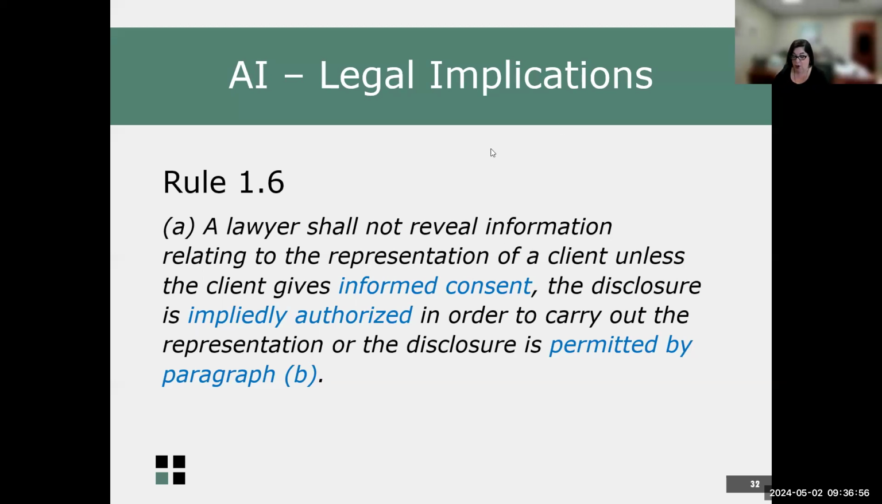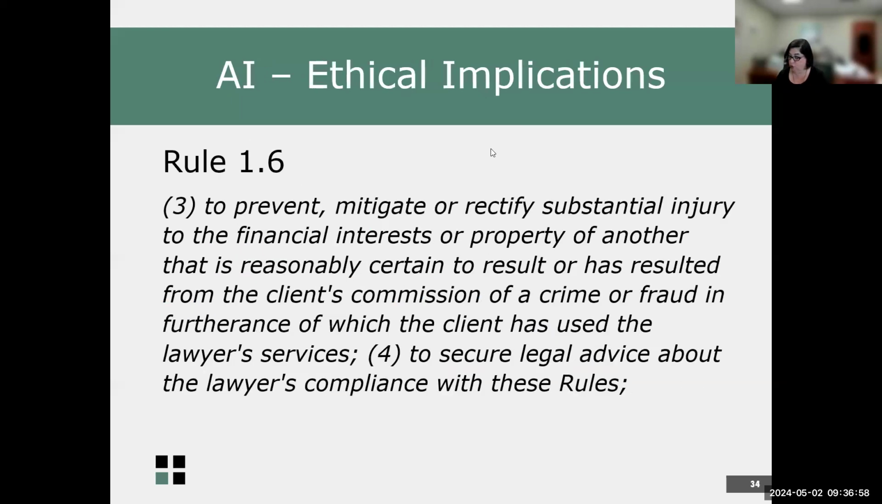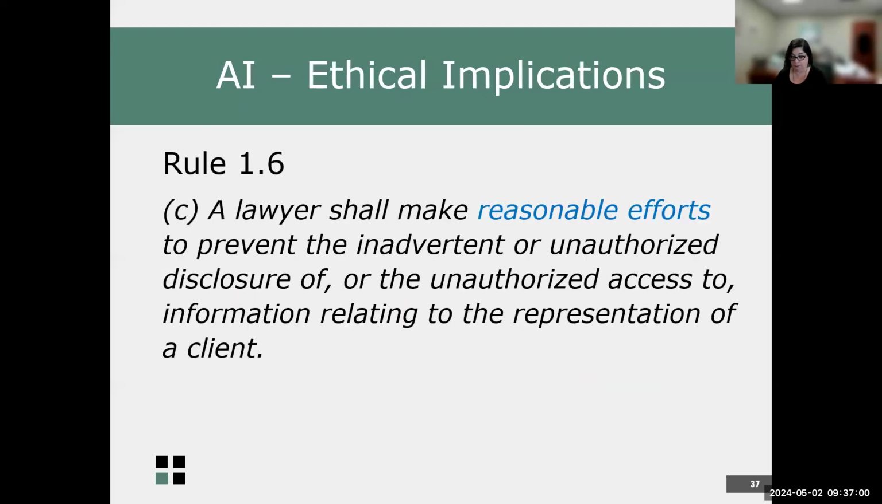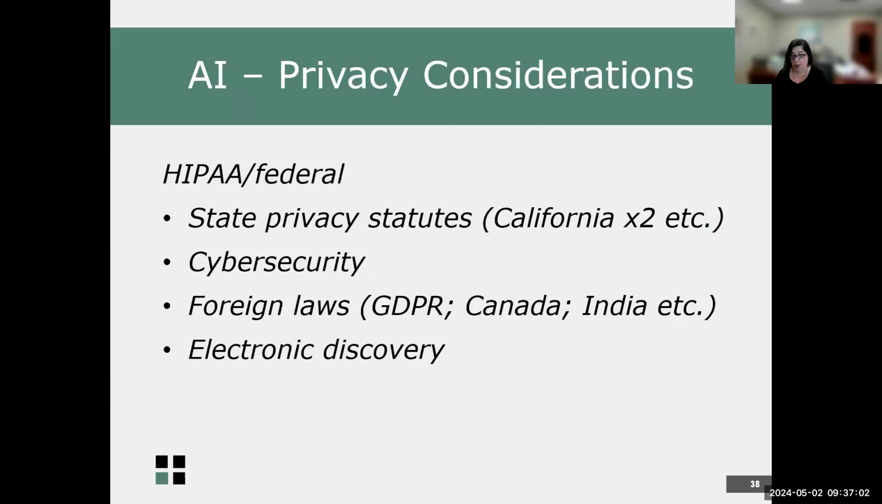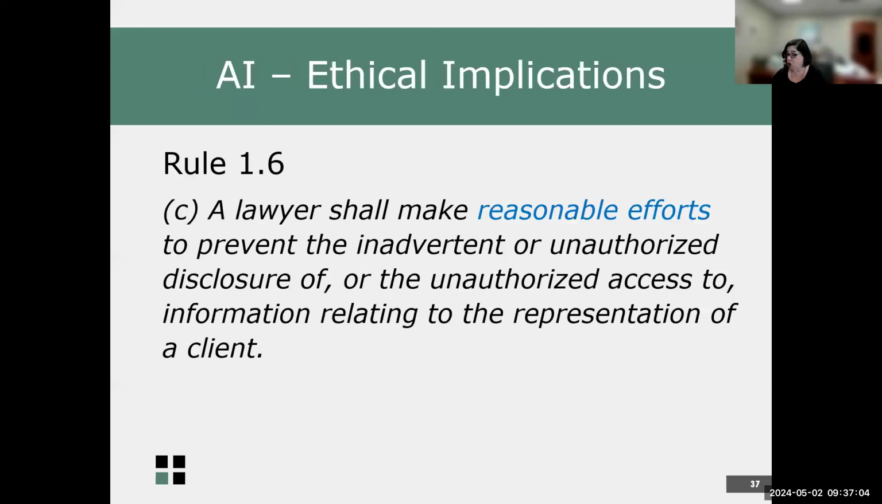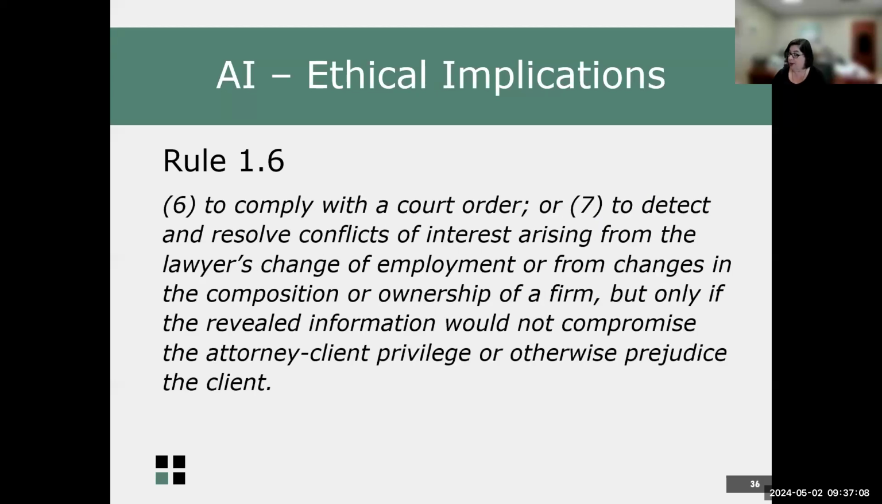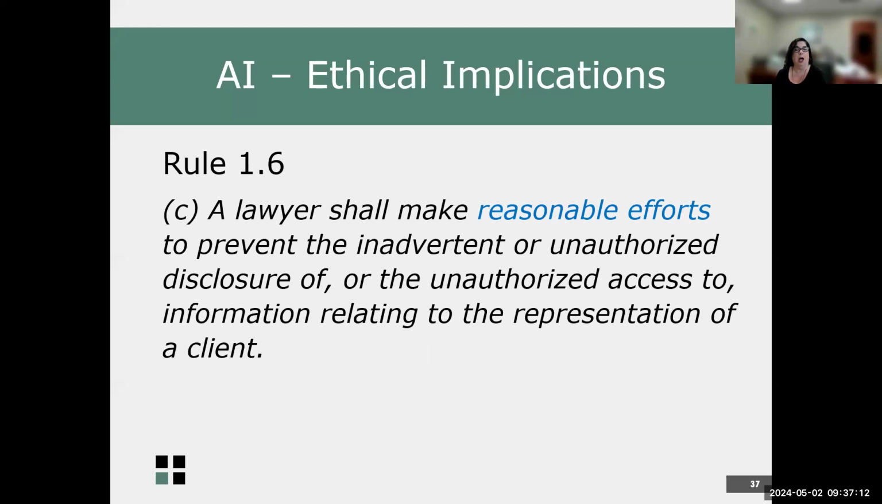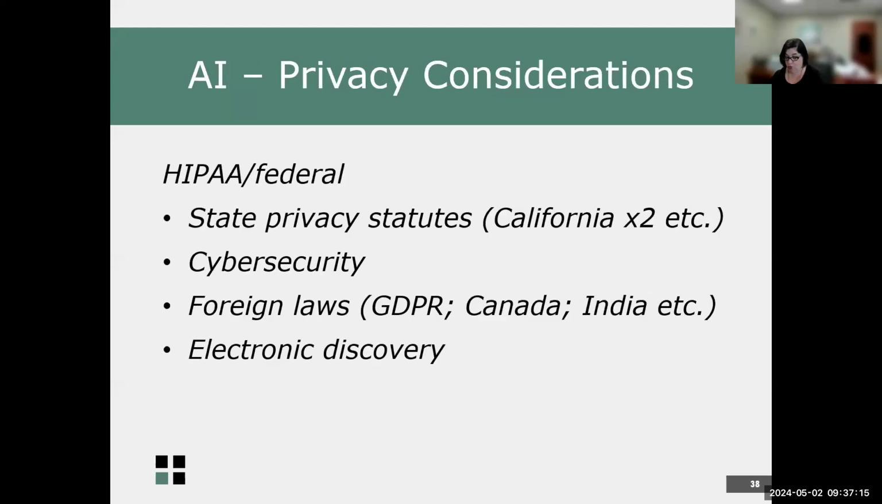Rob, we can move on through this to rule 1.6. It is an extremely lengthy rule, and so I would recommend that you all read it thoroughly. And let's go to slide 38.